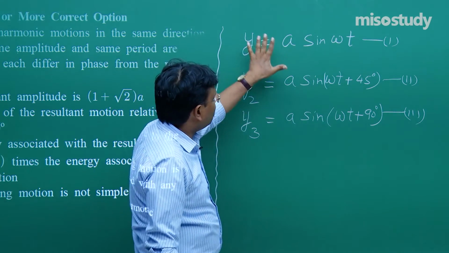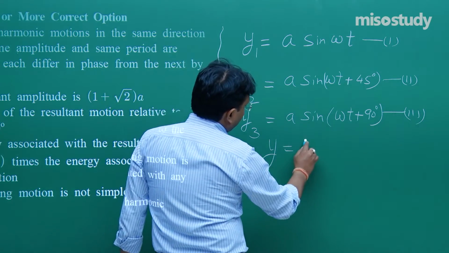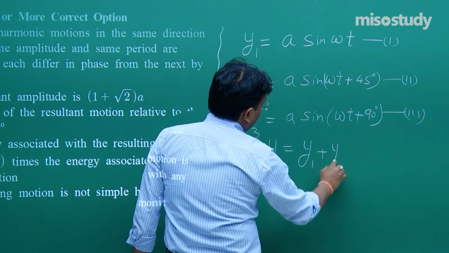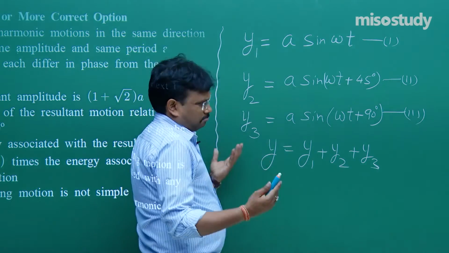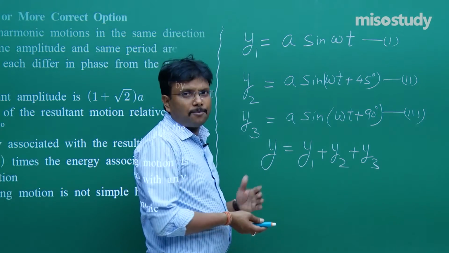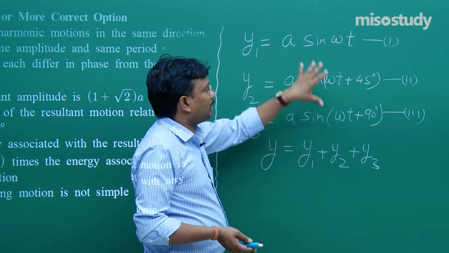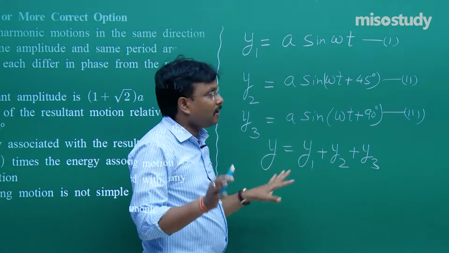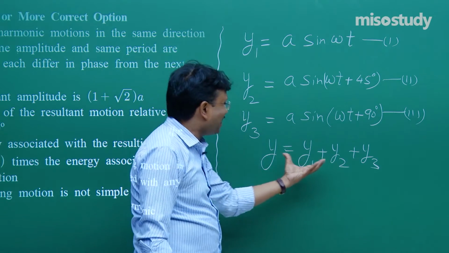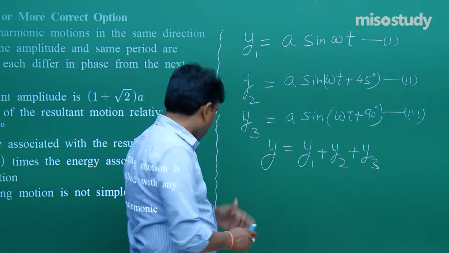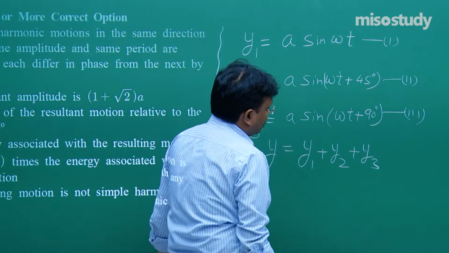Fine. So these 3 equations when you combine, y is equal to y1 plus y2 plus y3. This is superposition. Now you are preparing for the JEE Advanced exam, so mathematics is a very simple thing for you. So I will not use that particular formula, trigonometry and whatsoever. Directly I will write down the expression for the superimposed y equation. So now these equations are part of this calculation.